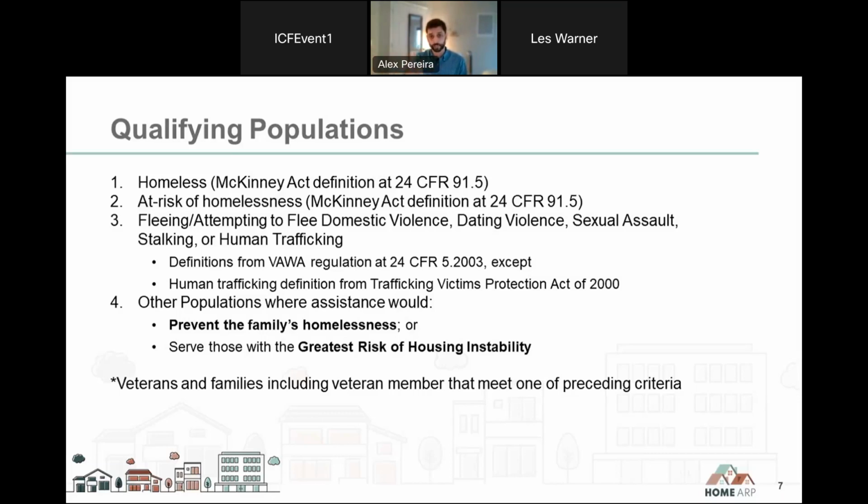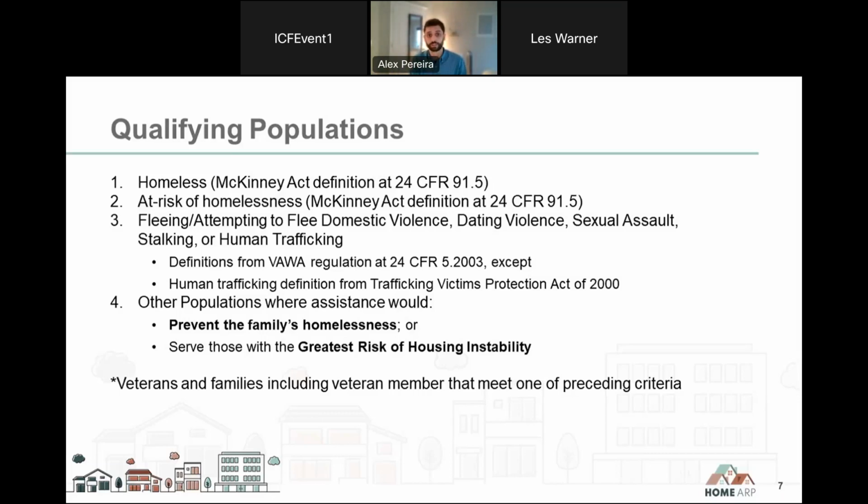For HOME-ARP purposes, the 4th paragraph in that definition actually applies to QP number 3. So anybody that meets the definition of the 4th subparagraph under the definition of homeless in 24 CFR 91.5 will actually fall under QP 3.